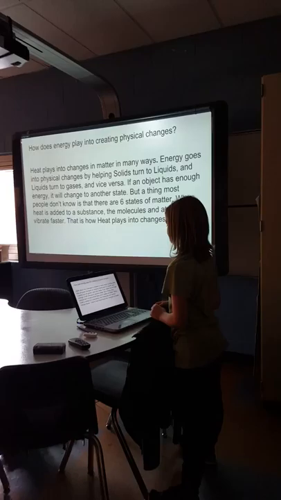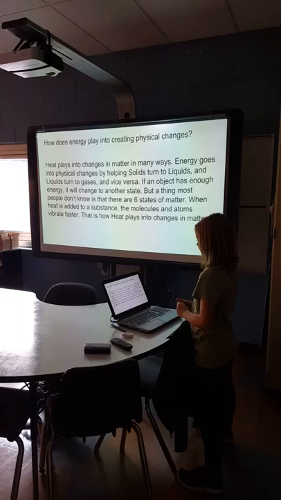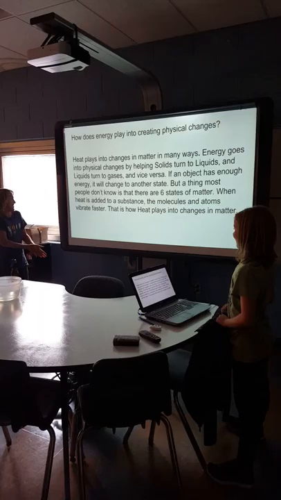But a thing most people don't know is that there are six states of matter. When heat is added to a substance, the molecules and atoms vibrate. This is how heat plays into changes in matter.